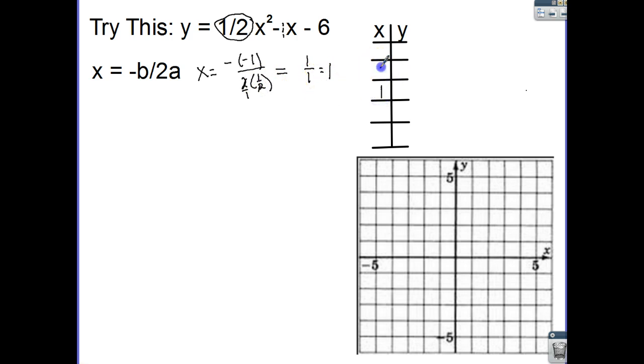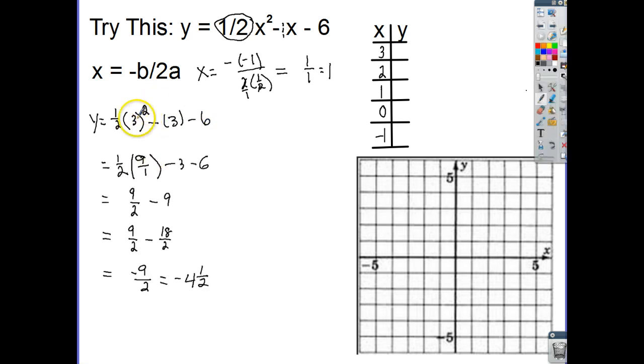Then we're going to go up 1 from that, 2, and then 3, selecting our x values, 0 and negative 1. So let's plug in the first one. Y is equal to 1/2. Let's plug in 3. 1/2 times 3 minus 3 minus 6. Okay, so we're going to square the 3.